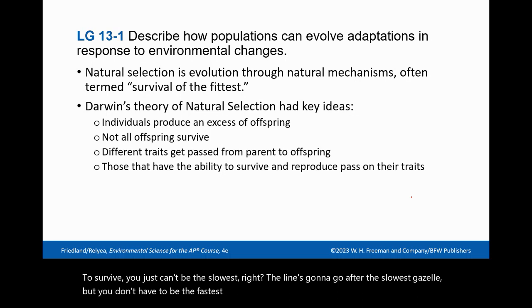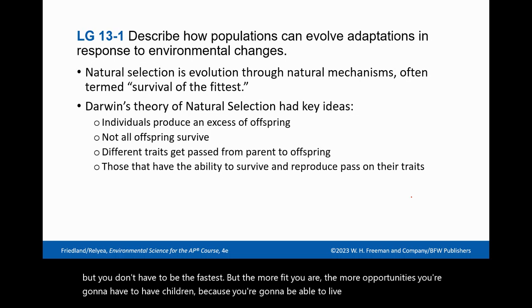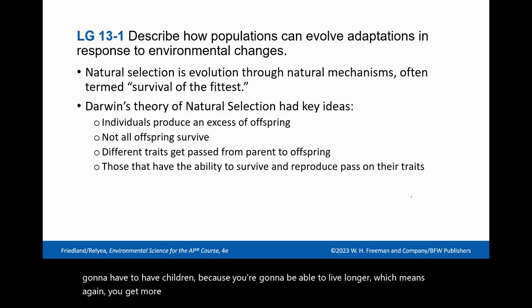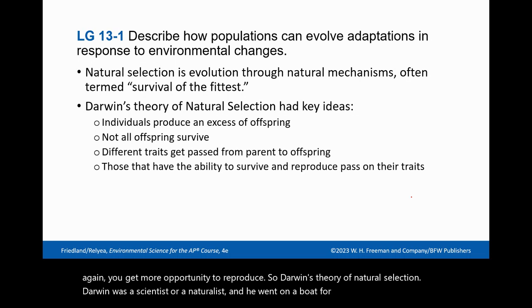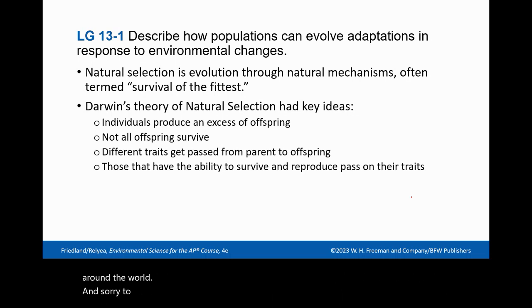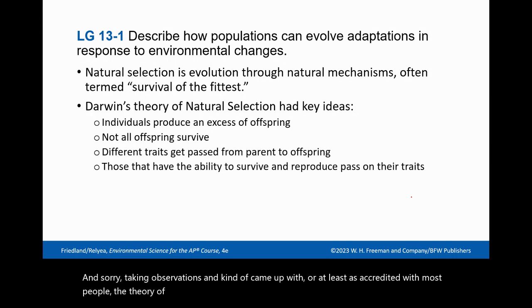But the more fit you are, the more opportunities you're going to have to have children, because you're going to be able to live longer, which means, again, you get more opportunity to reproduce. So, Darwin's theory of natural selection. Darwin was a scientist or a naturalist, and he went on a boat for, I think, 5 years and went all around the world and started taking observations and came up with, or at least is accredited by most people with, the theory of natural selection and evolution.